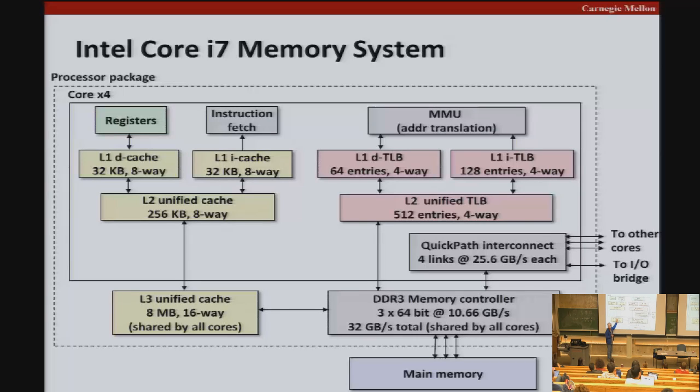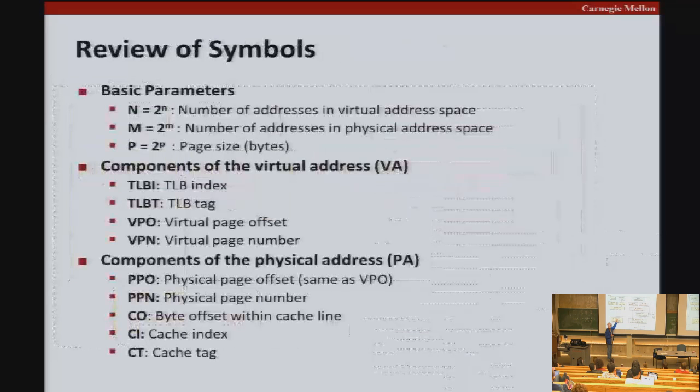So a physically addressed cache might be a little slower, but it's a whole lot safer. Okay? And it's much easier to use when I'm running multiple processes at the same time.